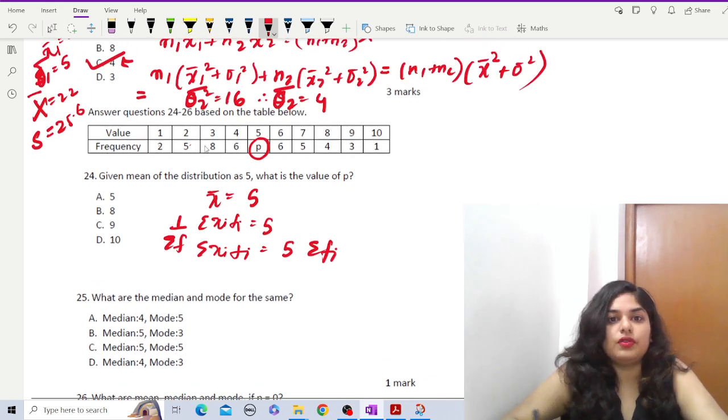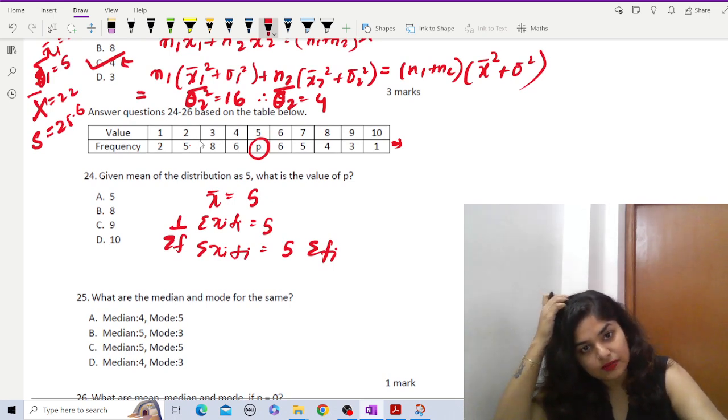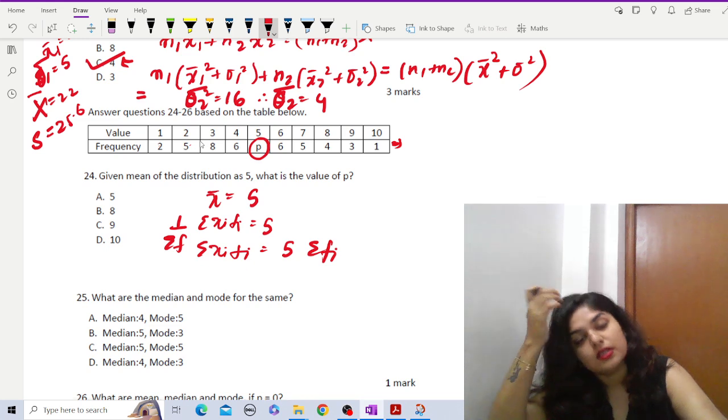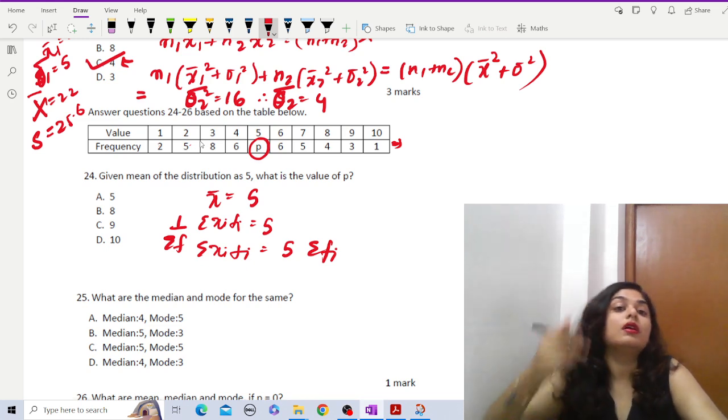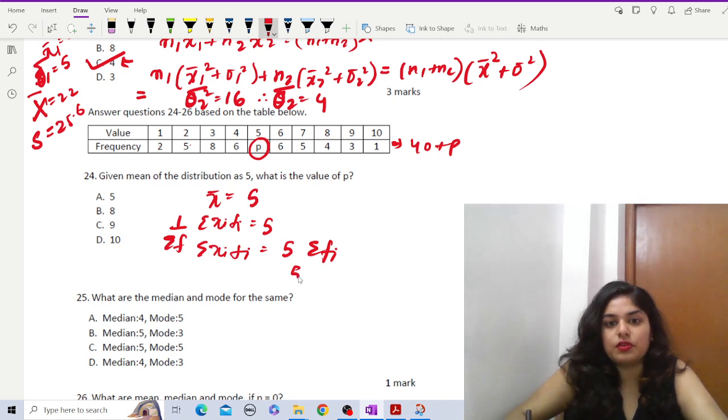So that means if you take summation f, first of all, you will get 2 plus 5, 7, 7 and 8, 15, 15 and 6 is 21. 21 and 6 is 27, 27 and 5, 32, 36, 36 and 4 is 40. So it's 40 plus P. So you can substitute here as 40 plus P.